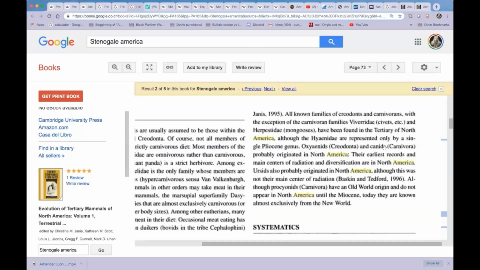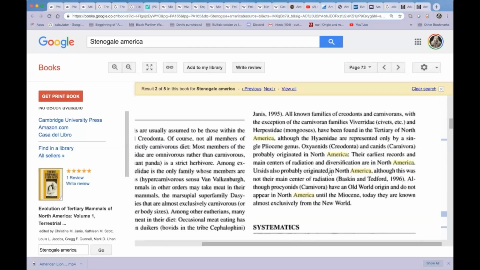Canids, dogs, Carnivora probably originated in North America. The earliest records and main centers of radiation and diversification are in North America. All right. Ursids also probably originated in North America. If you don't know what an ursid is, it's basically where you get bears from. So they're telling you dogs, bears, and all this stuff came from here.